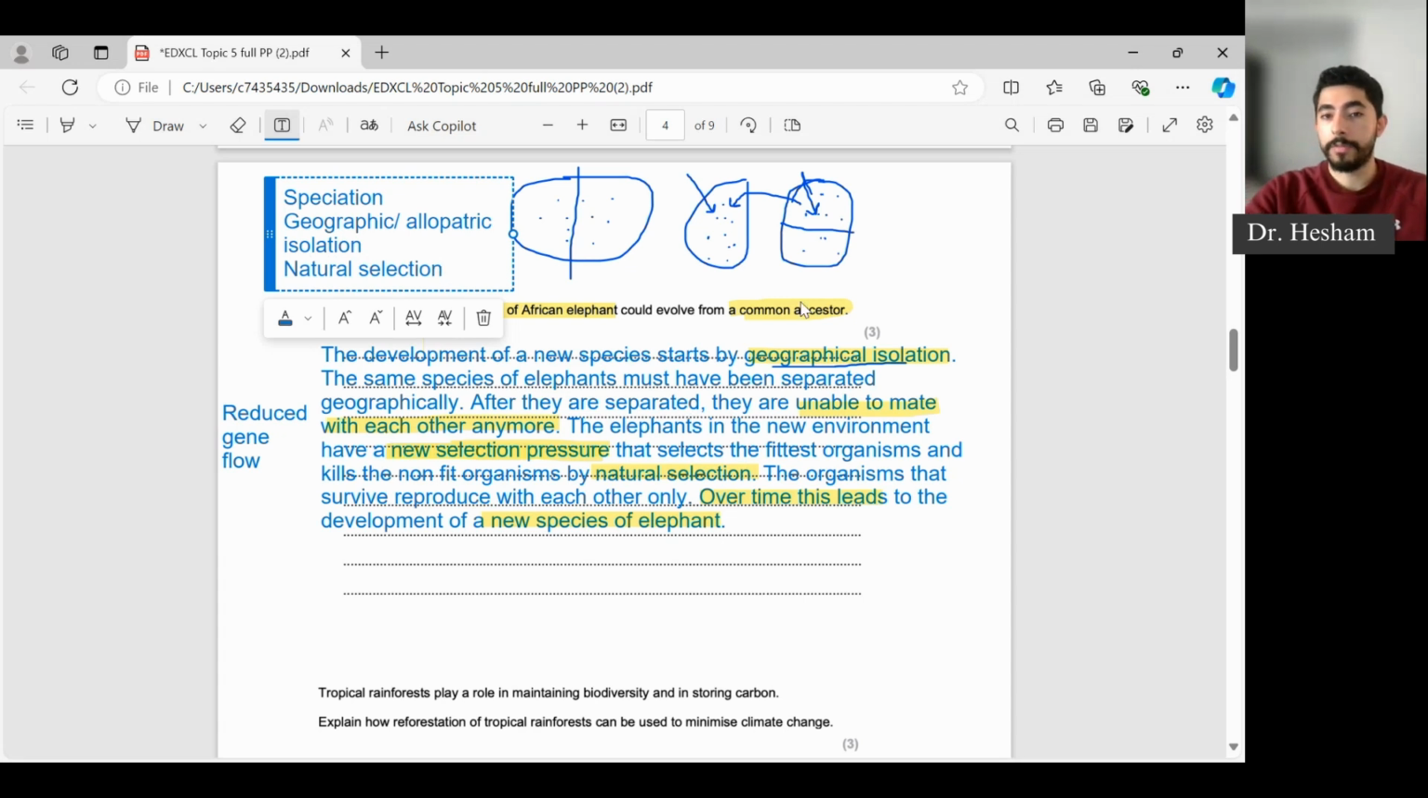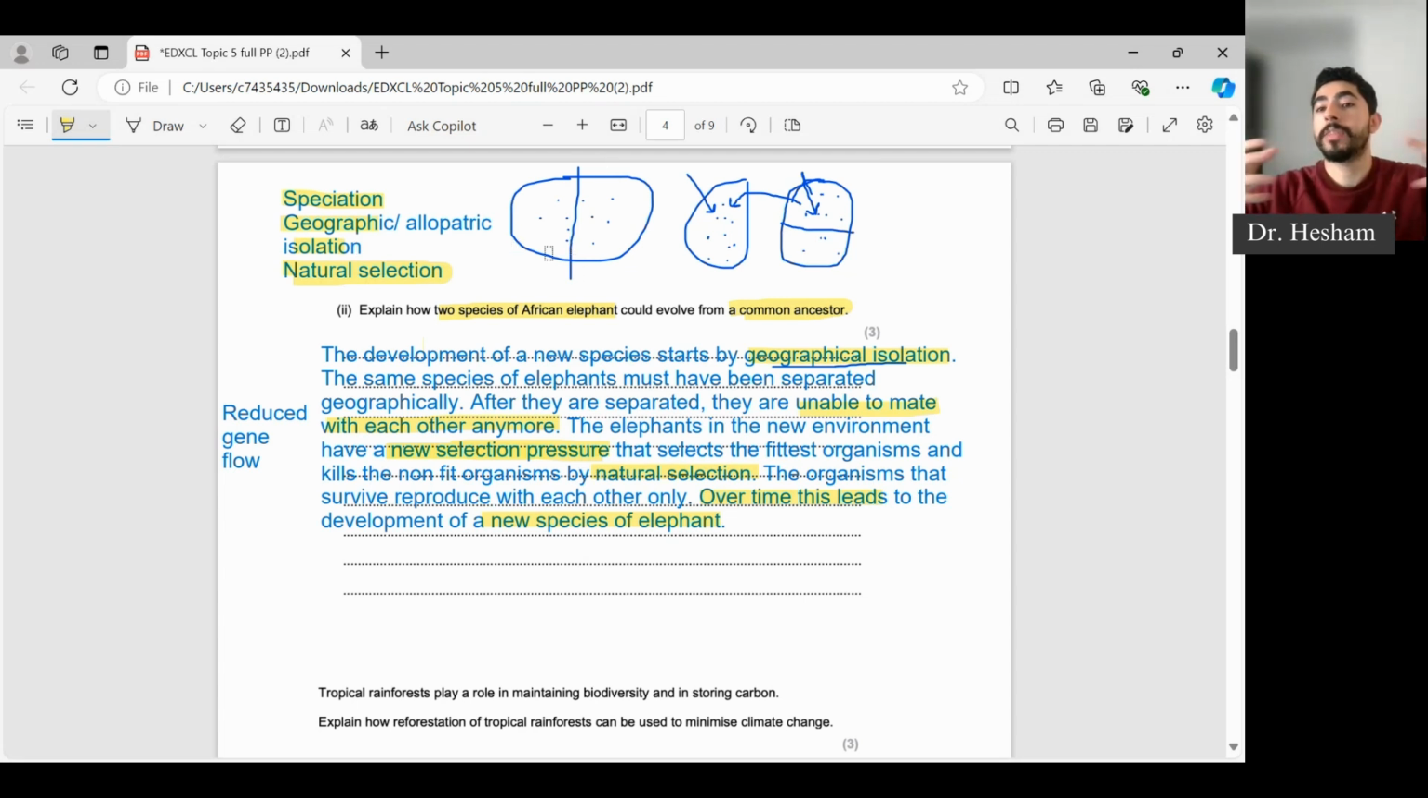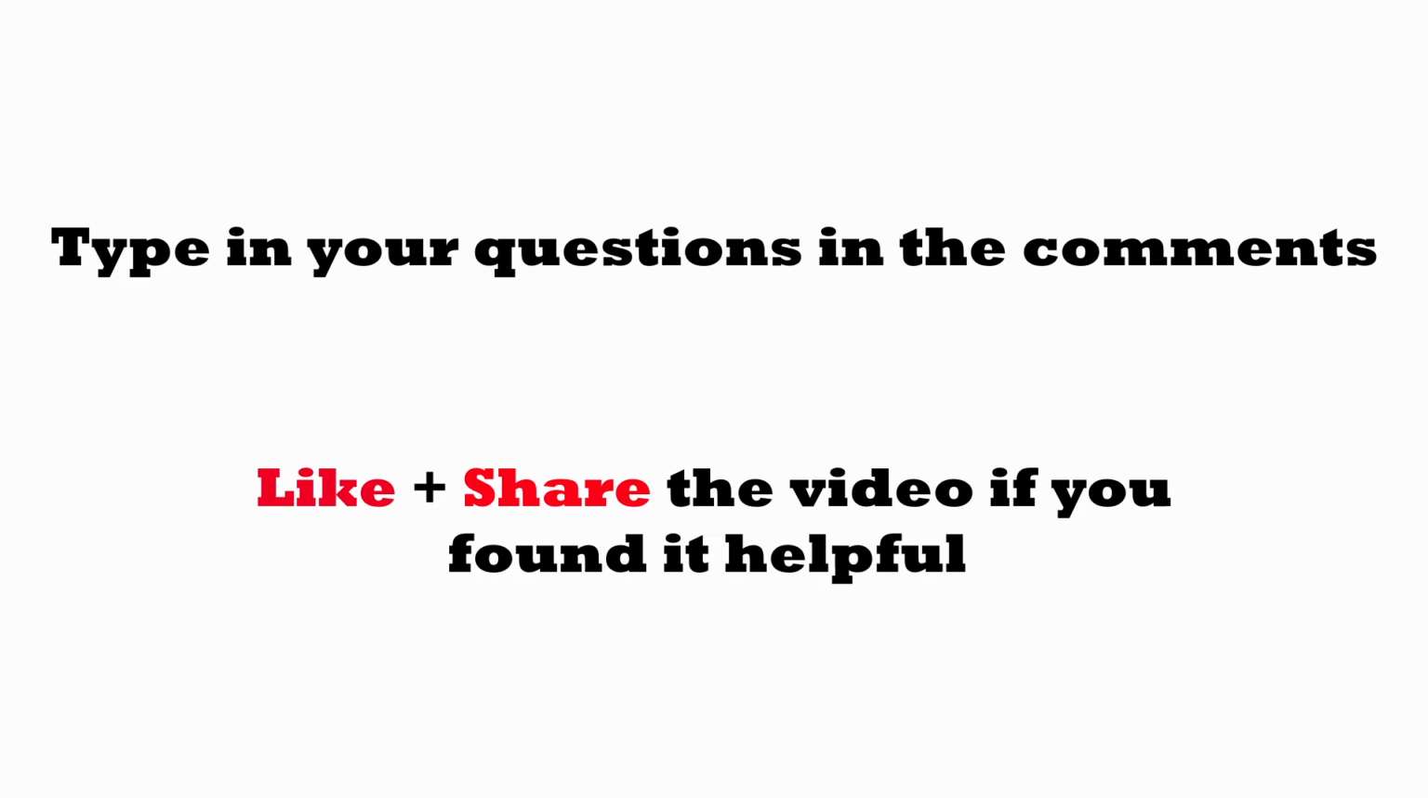The concept of the species changing is called speciation. The concept of selection pressures, where only the fittest survive, is called natural selection. And geographic isolation is the process by which they get geographically away from each other, like the earthquake. All right, guys, I hope that's clear.